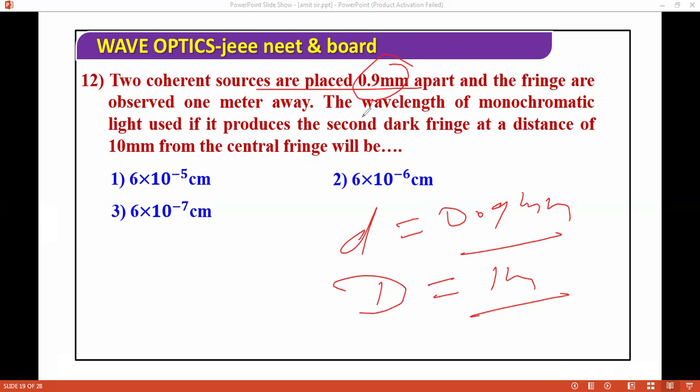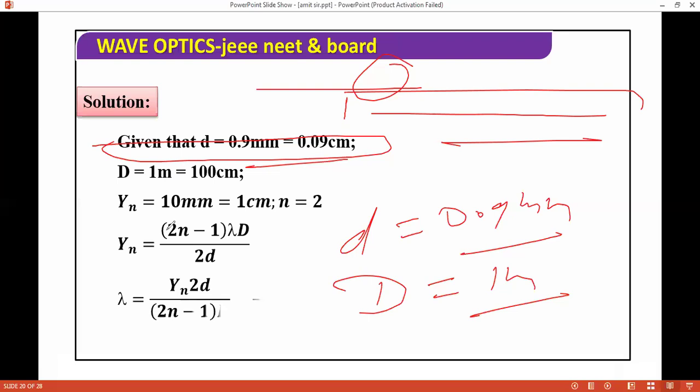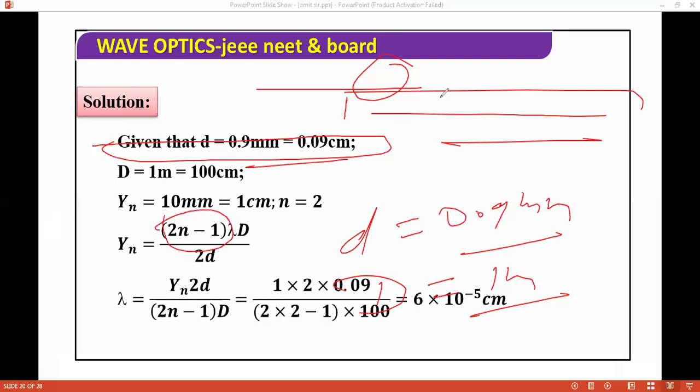The question is talking about the wavelength of monochromatic light used, if it produces the second dark fringe at a distance of 10 millimeters from the center. You are given the distance of the second dark fringe from the central maximum, so you can put in the values and get the answer. The calculation will come like this: the second dark fringe is 1.5 lambda D by d.